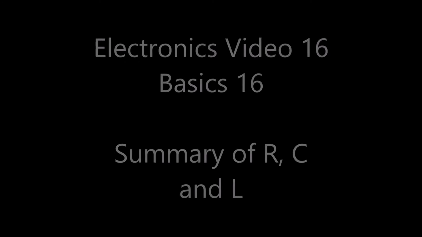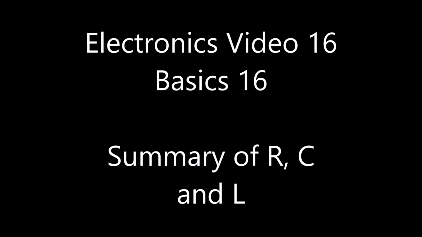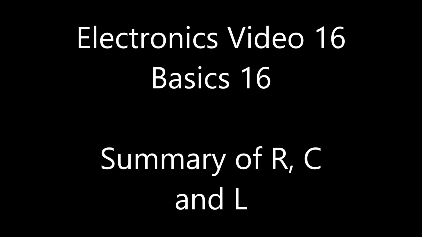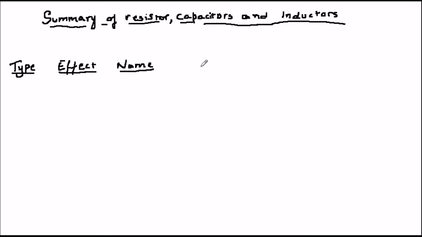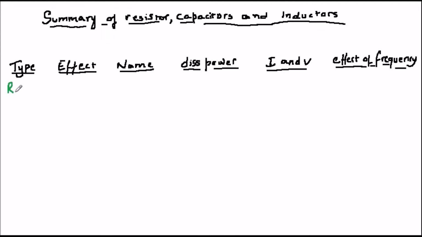Now that we've had a chance to look at the three basic passive components, let's summarize what we've found and have a look at resistors, capacitors and inductors in AC circuits as a comparison. Firstly, the resistor dissipates energy as heat and opposes the flow of current at all frequencies.